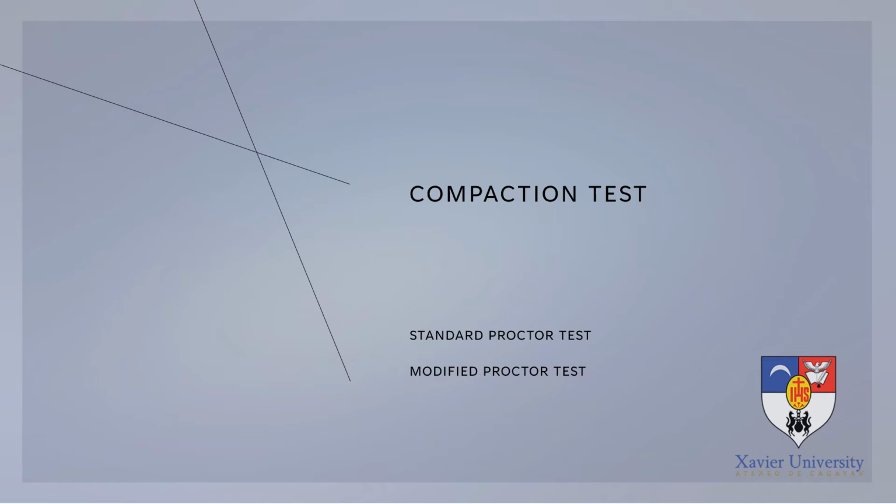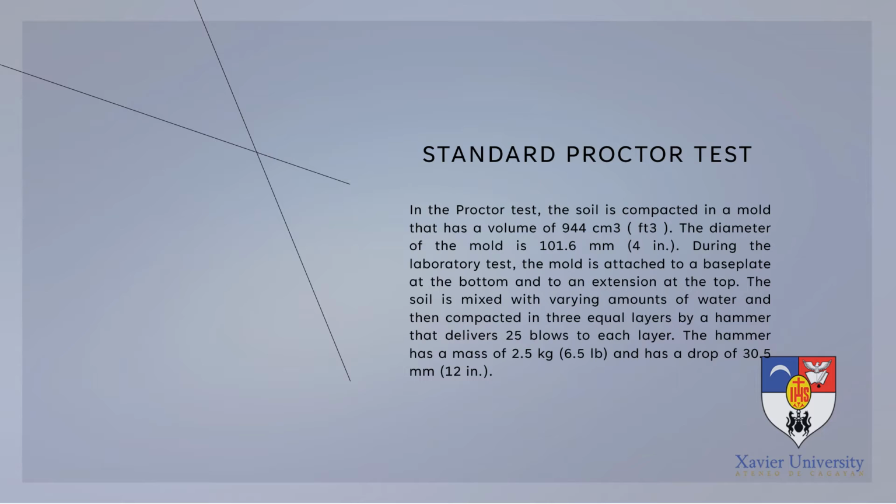In the compaction test, we have the standard Proctor test and the modified Proctor test. Let us take first the standard Proctor test. In the Proctor test, the soil is compacted in a mold that has a volume of 944 cubic centimeters. The diameter of the mold is 4 inches. During the laboratory test, the mold is attached to a base plate at the bottom and to an extension at the top. The soil is mixed with varying amounts of water.